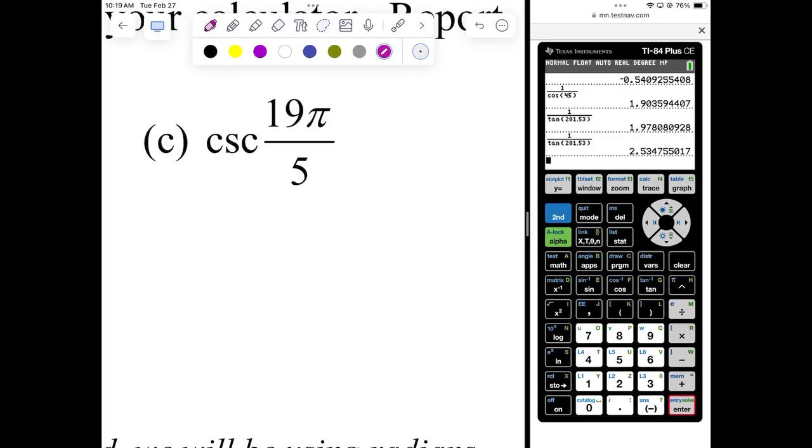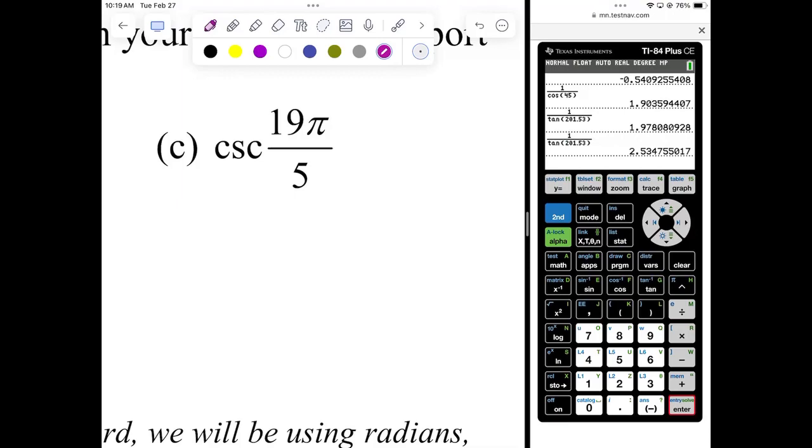19 pi fifths. I think that's more than one rotation, isn't it? Is that a unit circle ratio? Something pi fifth? Did we memorize pi fifths? No, we didn't. So let's just go straight to the calculator. Now, I don't have a cosecant button, so how am I going to type that in? Cosecant's reciprocal of what? Sine. So 1 over sine of 19 pi fifths.